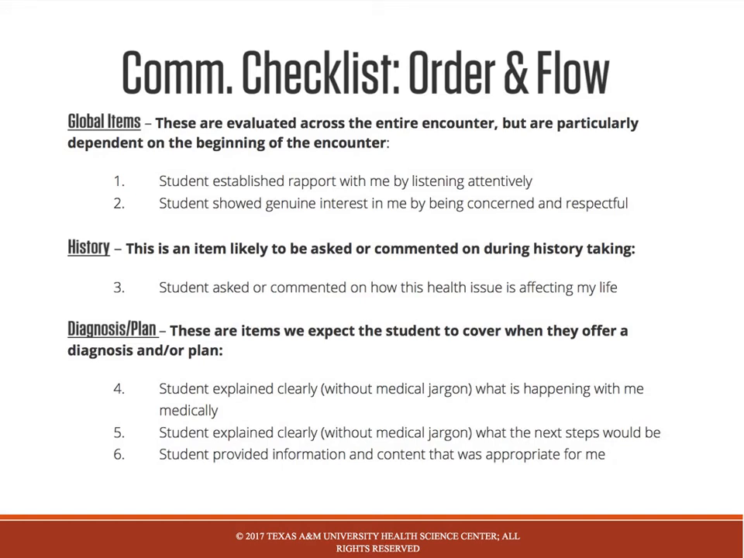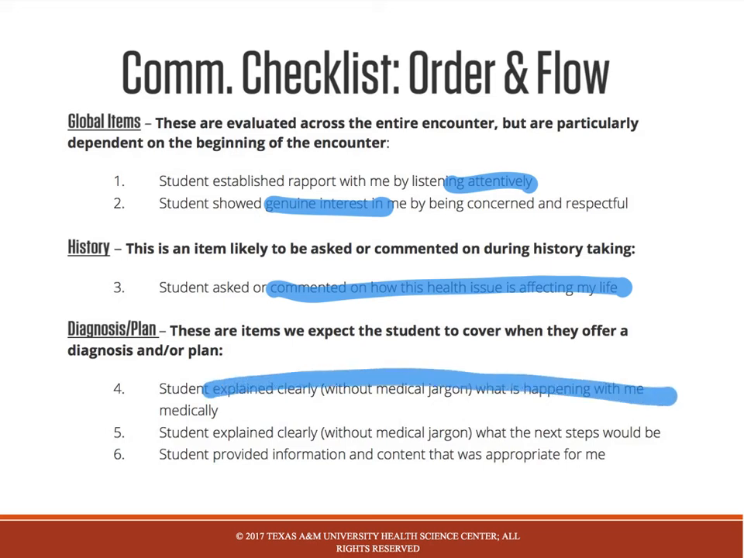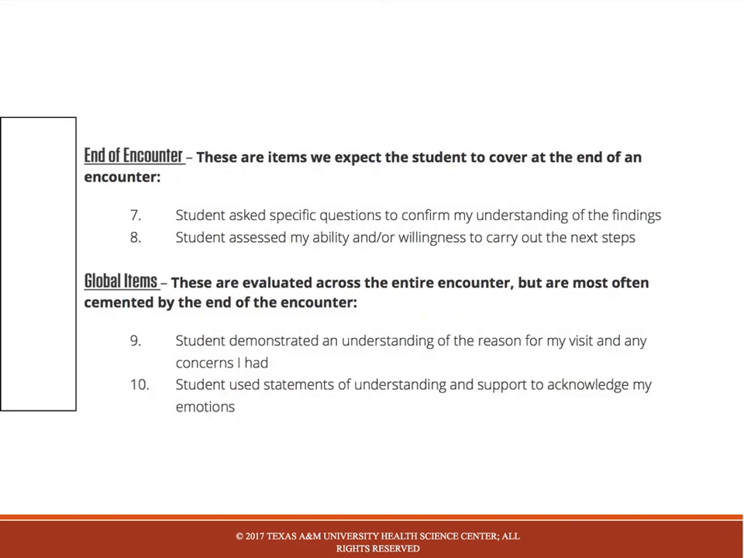This gives you an idea of the flow chart, or the order and flow of these things. So the global items include just basic attentiveness and establishing rapport and genuine interest. While they're taking your history, they might want to comment on how your life is affected. While they're doing your diagnosis, they want to explain what's happening to you right now. They want to explain the next step, and they want to provide information and content that is appropriate for you. At the end of the encounter, they're going to want to confirm your understanding and assess your ability to carry out the next step. And the other global things are showing that they understand your reason and also some sort of understanding and support to acknowledge your emotions.